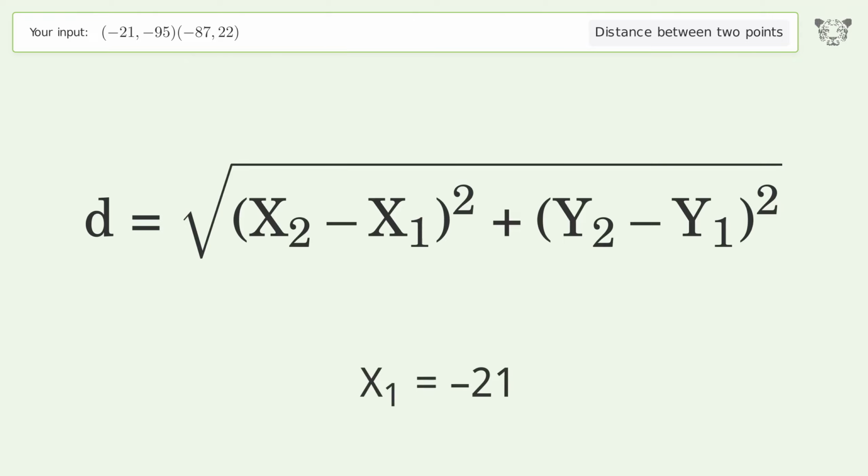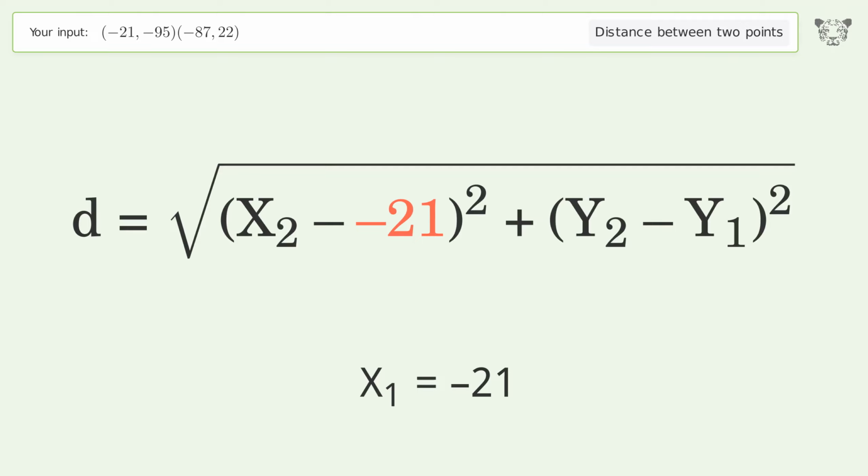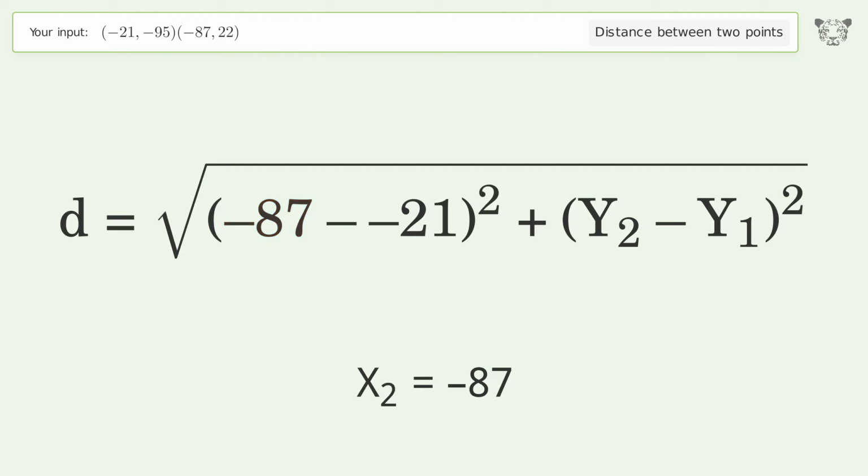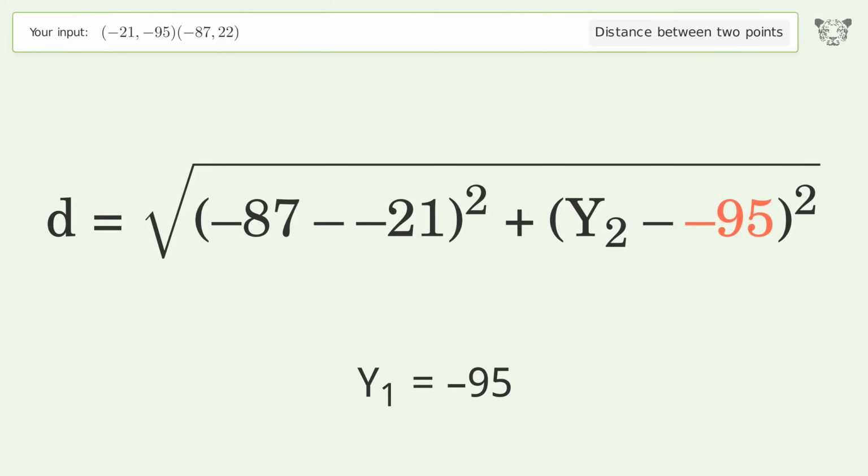x1 equals -21. x2 equals -87. y1 equals -95. y2 equals 22.